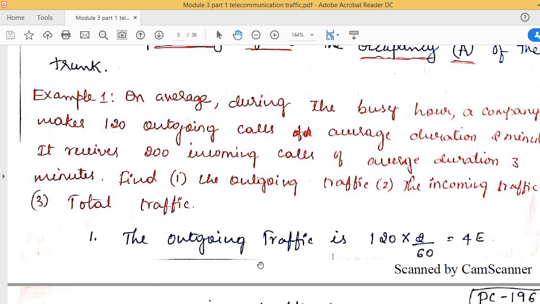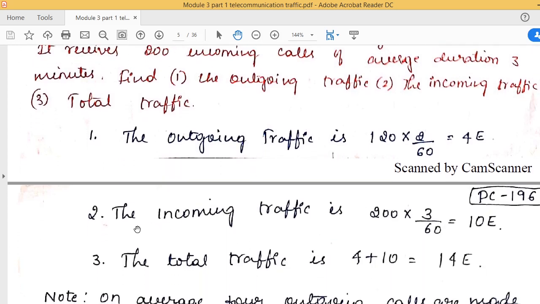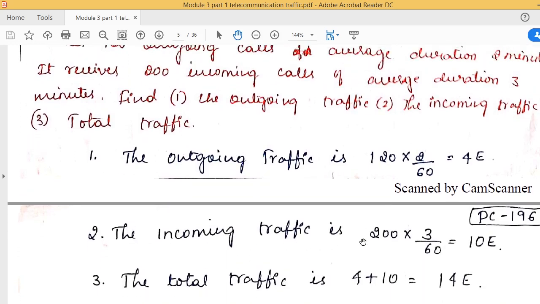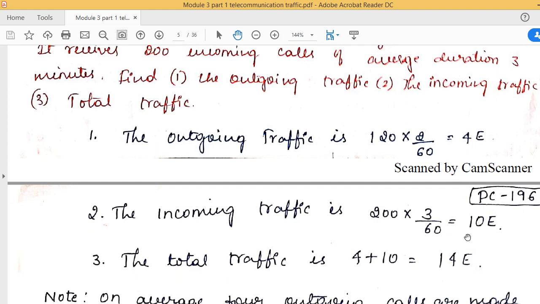So we know that A is equal to CH by T. So this is CH and T. If we compute this, we will end up with 4 Erlang of traffic with respect to outgoing traffic of a particular company during the busy hour. Similarly, we can calculate the incoming traffic during the busy hour also. So here also A is equal to CH by T, but here the holding time of incoming calls is about 3 minutes. You can calculate this to be 10 Erlang. So the total traffic will be equal to 4 Erlang plus 10 Erlang, which is obtained as 14 Erlang.